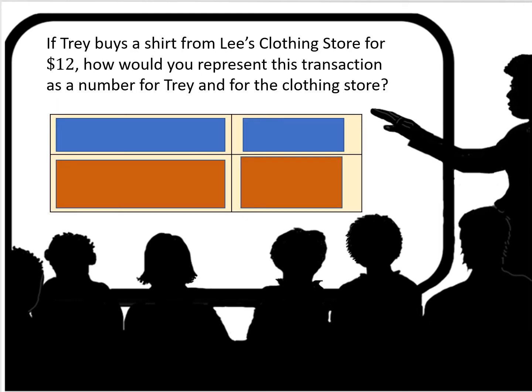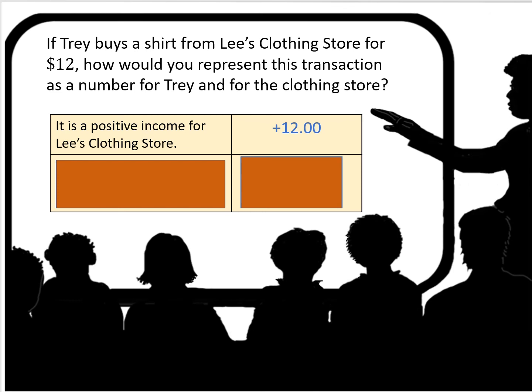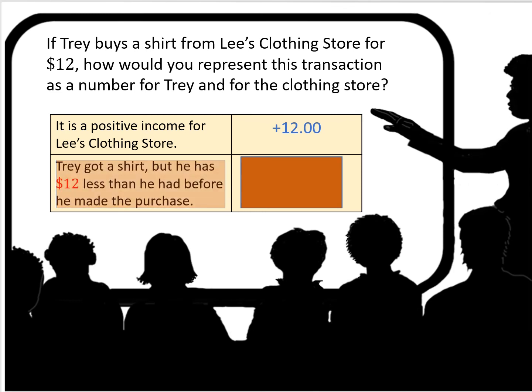If Trey buys a shirt from Lee's clothing store for $12, how would you represent this transaction as a number for Trey and for the clothing store? Well, it's a positive income for Lee's clothing store. They got money, so that's +$12. Trey got a shirt, but he has $12 less than he had before he made the purchase. So on his side, it's -$12.